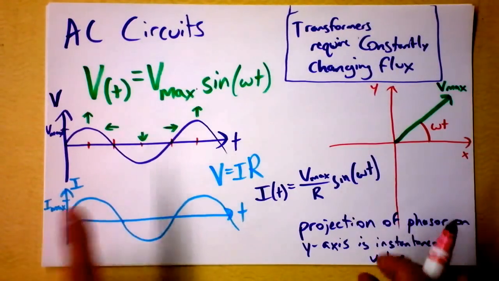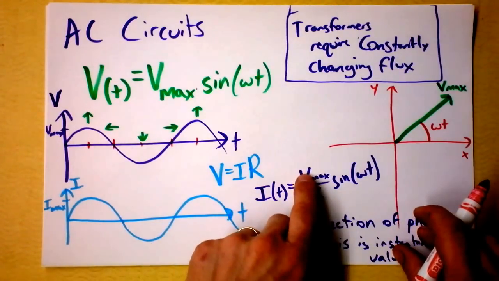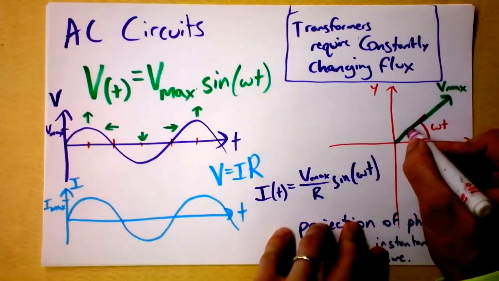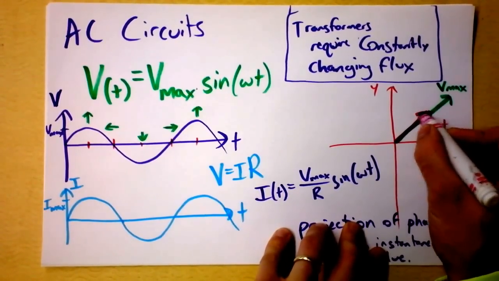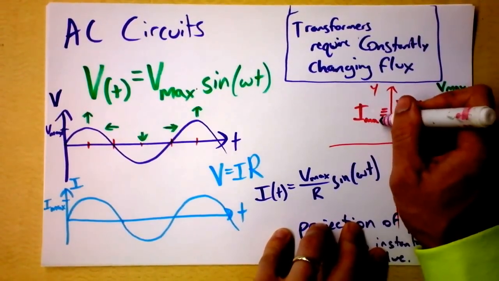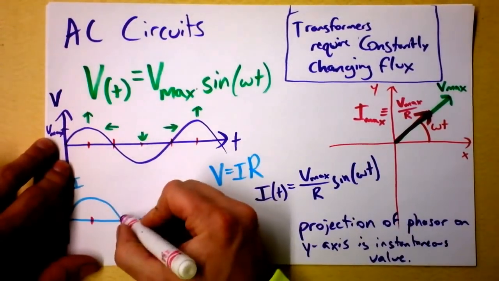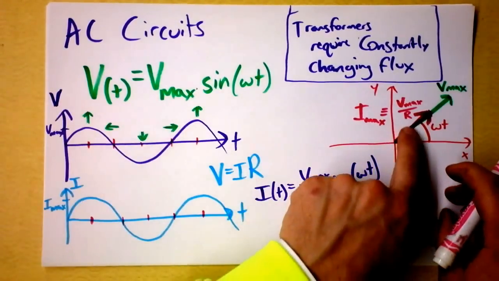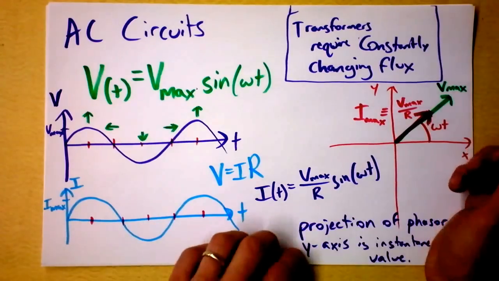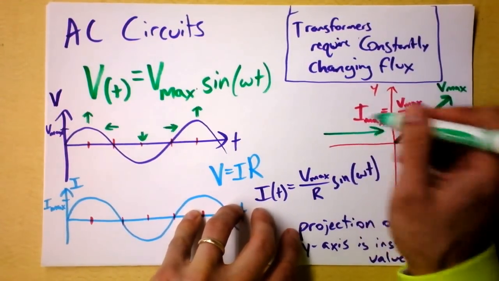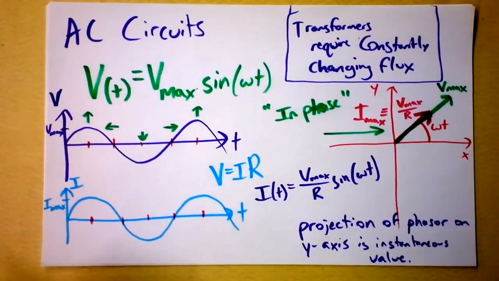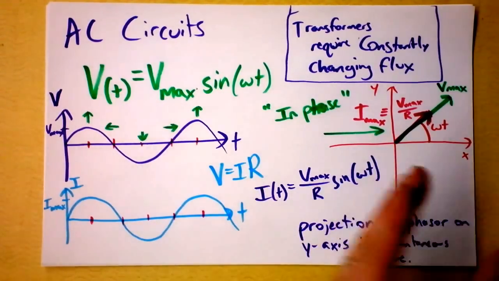But remember, I said that the current is doing the same thing, but of course it's V max divided by R. So I don't know what R is, but I can draw you a similar phasor, maybe right next to that other phasor. It actually should be right on top of it. And this phasor's length right here is V max over R, and V max over R defines I max. So in a similar way, at each of these tick mark times, we have the same orientation for the I max vector. What that means is when there is a maximum current, there is a maximum voltage and vice versa, because these guys are said to be in phase. They're said to be in phase because the phasors line up with each other. So that means if one changes, the other changes, and they have the same time dependence.